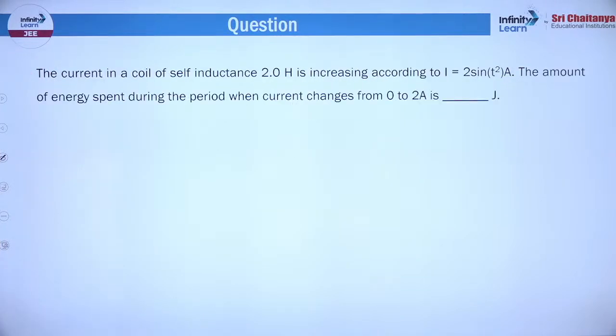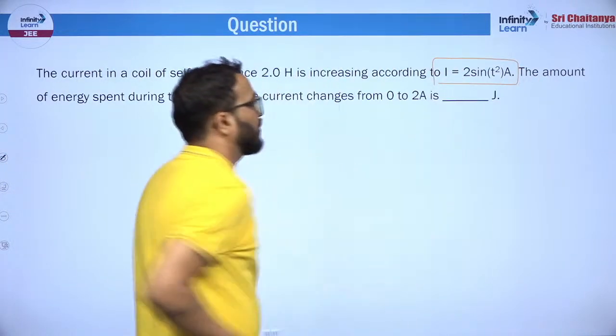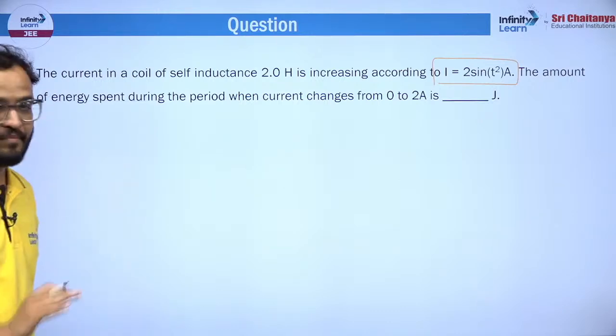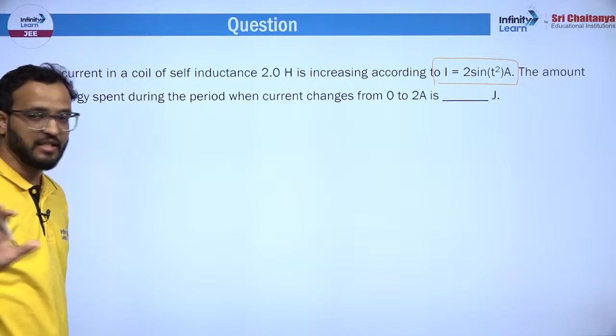Like the video, very good. The current of, okay, ये आपको गुमराह किया जा रहा है यहाँ पे कि करंट ऐसा ऐसा फंक्शन है टाइम का। ये बिना मतलब गुमराह करने वाला सवाल है। आपसे बोला जा रहा है how much energy is spent. आपको पता है इंडक्टर में कितनी एनर्जी खर्च होती है?